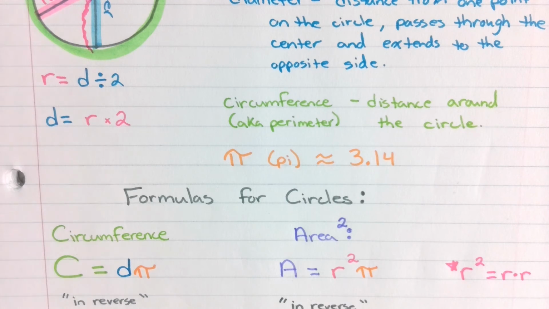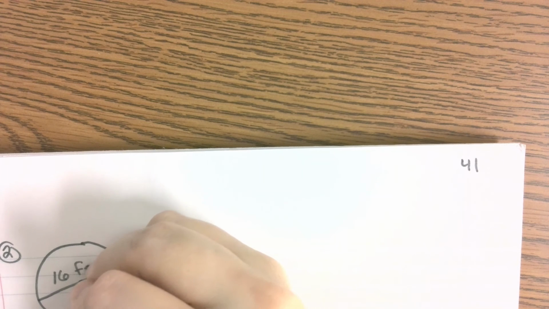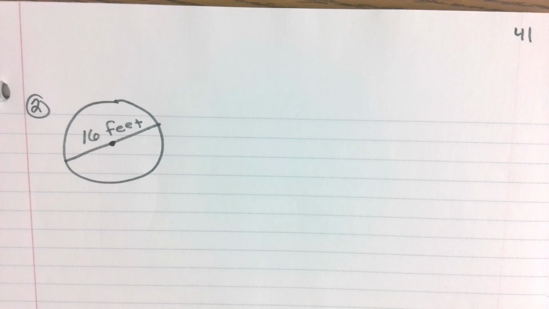You good? Okay, let's go ahead and go on to the next page. Page 41. I want you to try this one on your own. Try that one on your own. You're going to find the area and the circumference.